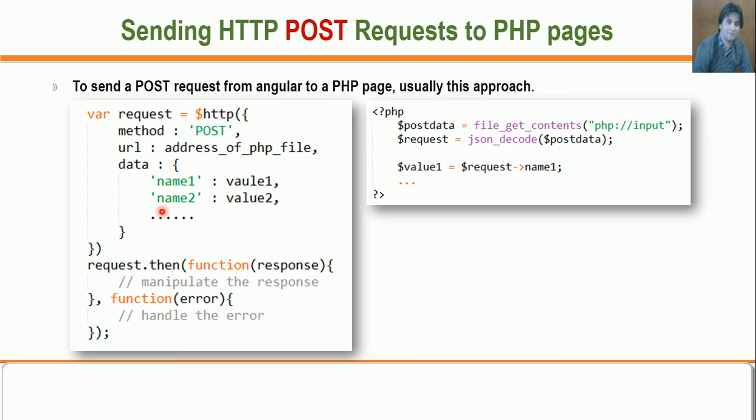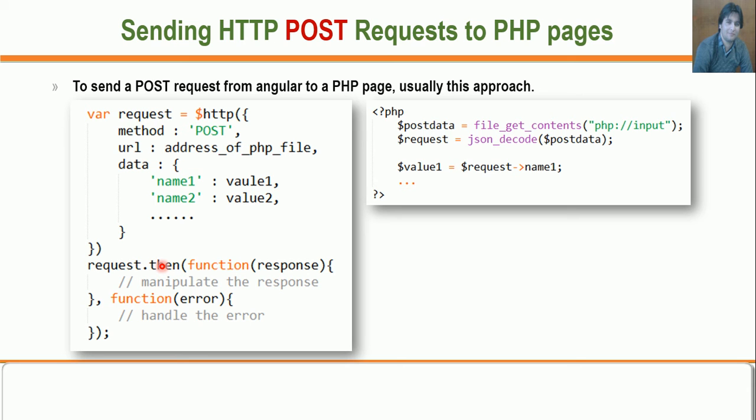When we have made this request variable, we call the then function on that variable. The name of the variable request is optional. You can use another name, or even you do not need to create such a variable. Here you can put the dot after this HTTP call and then use the then function.